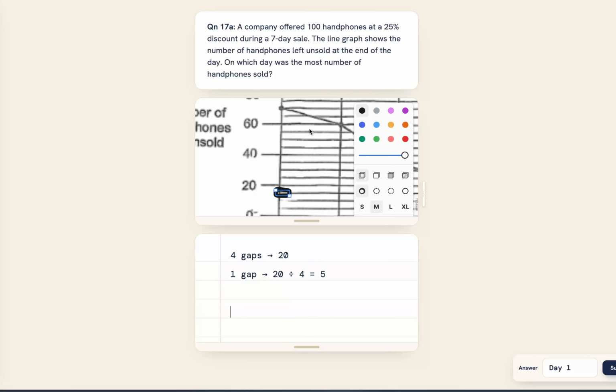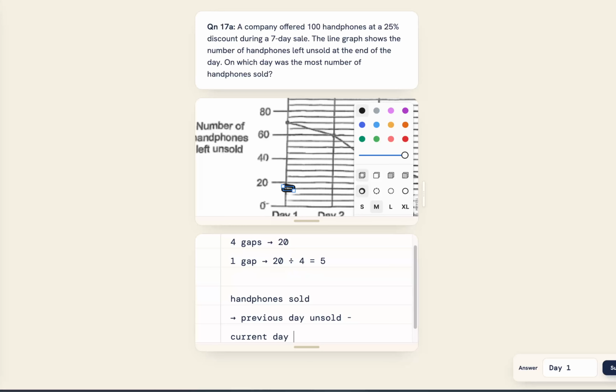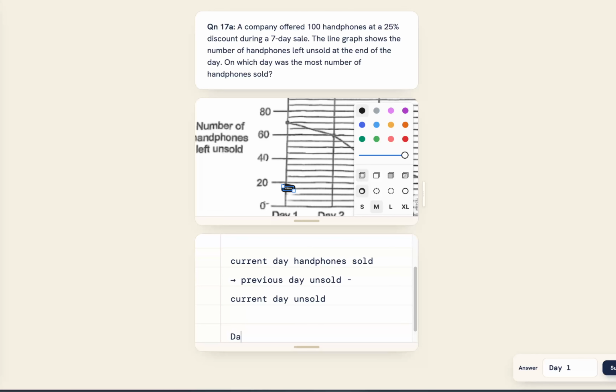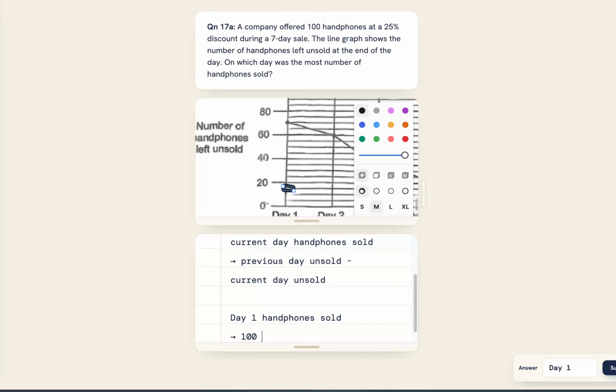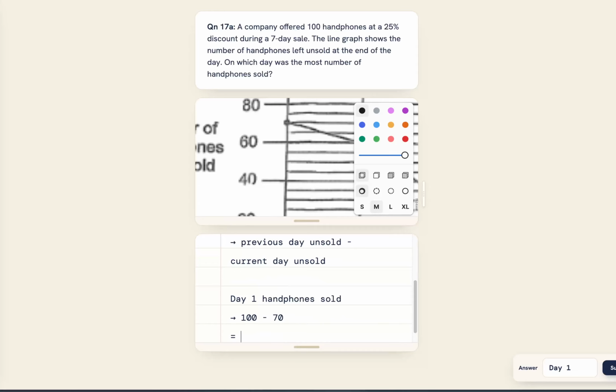So to calculate the number of handphones sold, that means handphones sold will be basically previous day unsold minus current day unsold. So for example, day 1 handphones sold is basically previous day is 100, then minus day 1 over here, this will be 70. The answer should be 30.